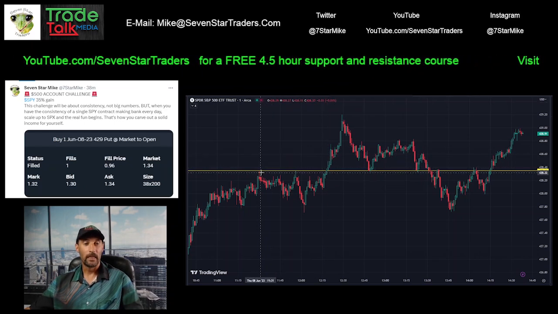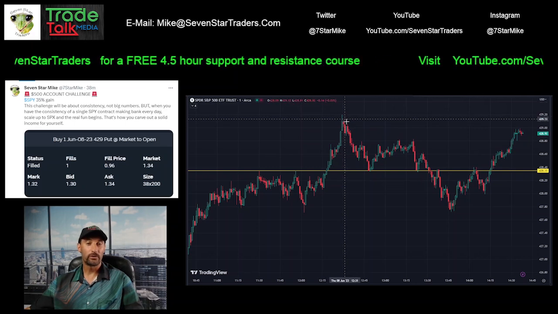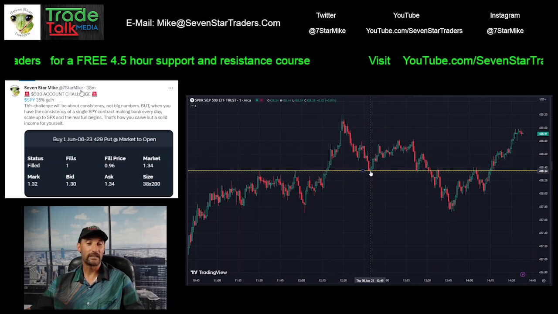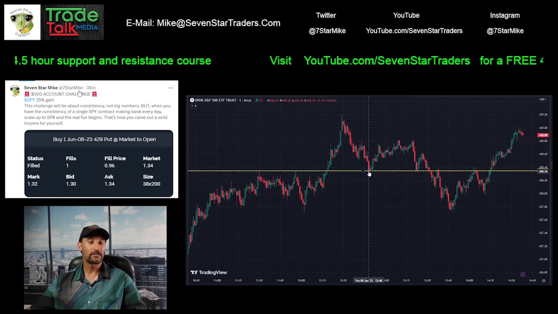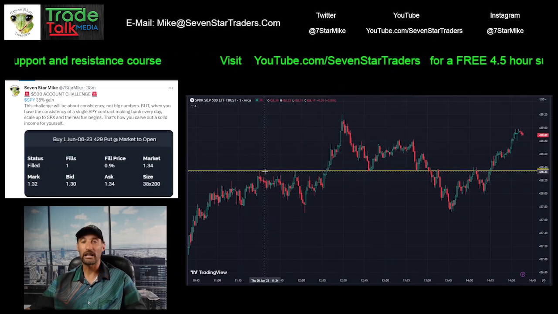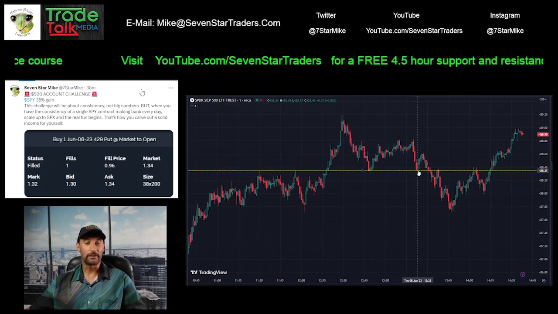Now here's the thing. This was a resistance point. Once we broke through, one of the things we look for is for it to come back and test that level, hold as support and bounce, which is exactly what it did. So that's a key level to watch. You want to plot those support and resistance levels. Now, it also bounced right here.